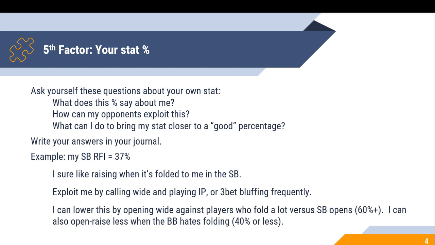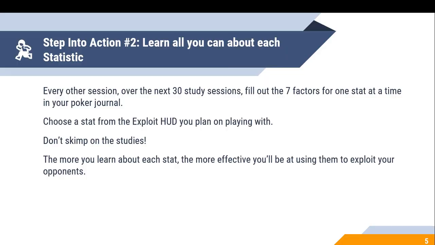And last question, what can I do to bring my stat closer to a quote-unquote good percentage? Well, I can lower this by opening wide against players who fold a lot versus small blind raises, maybe at 60% or more. I can also open raise less when the big blind hates folding, maybe when their fold to steal in the big blind is 40% or less.